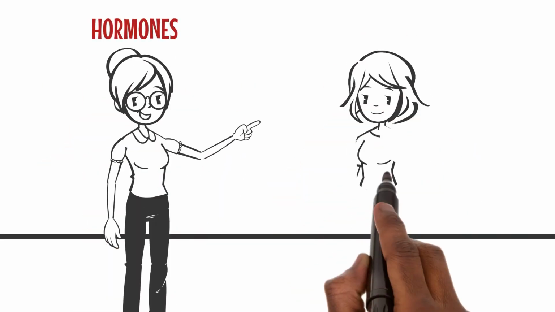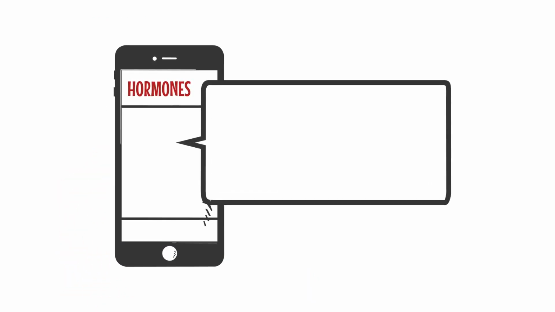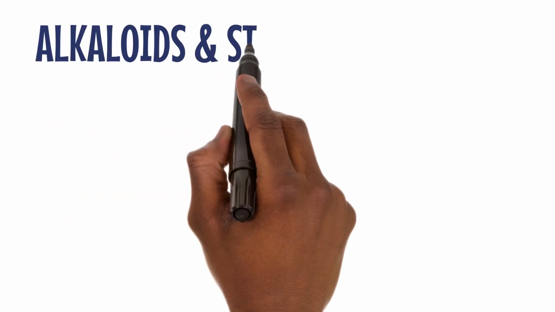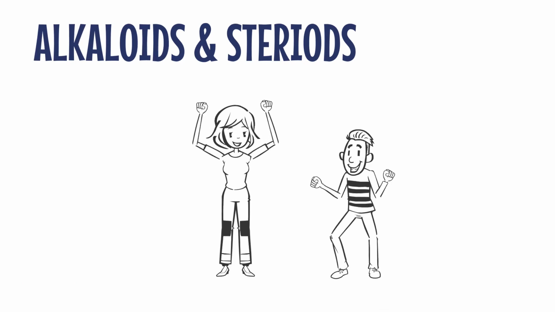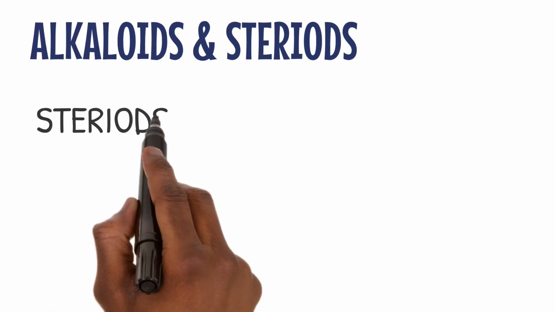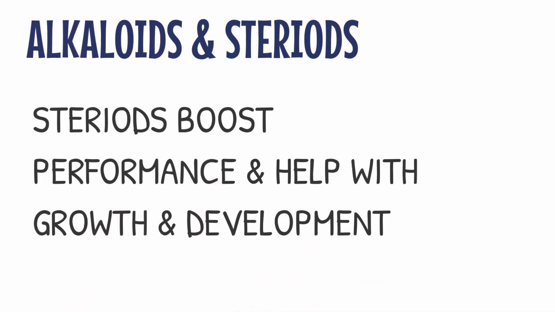Hormones, the messengers of the body, tell our cells what to do. They are like text messages sent by the brain to different parts of our body, keeping everything in sync. And finally, we have alkaloids and steroids. Alkaloids bring excitement and change the mood of the cell, while steroids boost performance and help with growth and development.